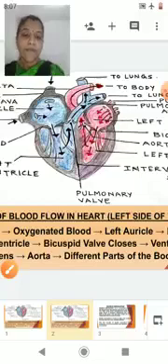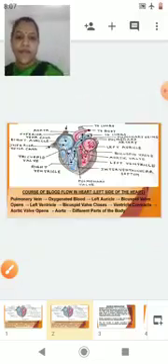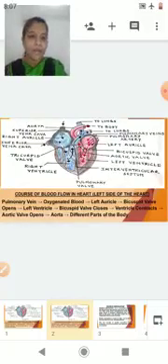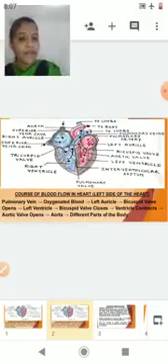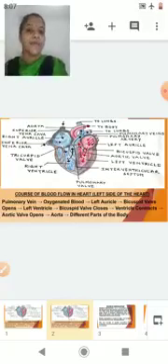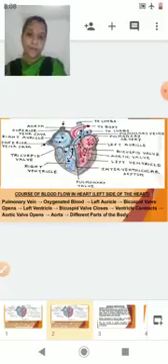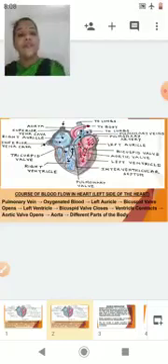The course of blood flow on the left hand side of the heart. So here I have written: pulmonary vein, oxygenated blood, passes onto the left auricle. The bicuspid valve will open, it will enter into the left ventricle. The bicuspid valve will close, the ventricles will undergo contraction, the aortic valve will open, then it will enter into the aorta, and the aorta will supply to different parts of the body. Okay, so I hope you have understood the course of blood flow on the right hand side and the left hand side of the human heart.